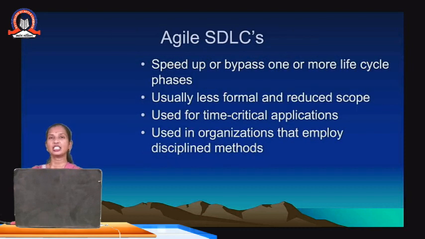The next model is the agile model. It has the task of speeding up the project by bypassing one or more phases. Bypassing simply means that we are not going to follow each and every phase. The phases are planning, analysis, design, implementation, testing and maintenance. So we can bypass one of the phases and go to the next phase. It is usually less formal with reduced scope, used for time critical applications, and used in organizations that employ disciplined methods.